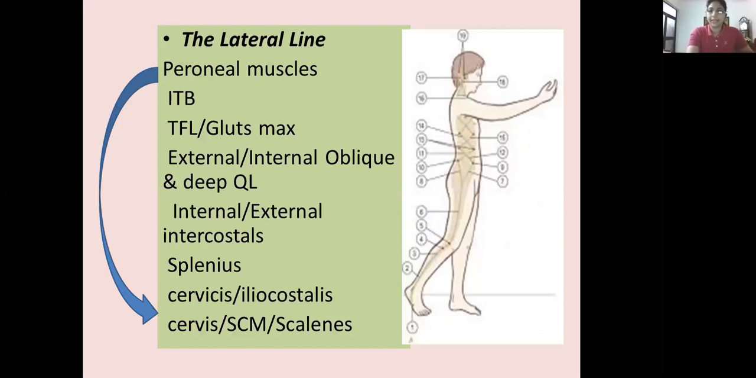Next, we have the lateral line. This includes the peroneal muscles on the side of the leg, IT band, TFL, gluteus maximus, external oblique, internal oblique, quadratus lumborum with the deep fibers, internal and external intercostals, splenius muscles, cervicis, iliocostalis, up to the sternocleidomastoid and the scalene triangle, all the scalene muscles. So it is the lateral line of the body. When we do side bending, the whole lateral line would get stretched. If there is a problem in any of the muscles, this lateral functional line movement would be affected.